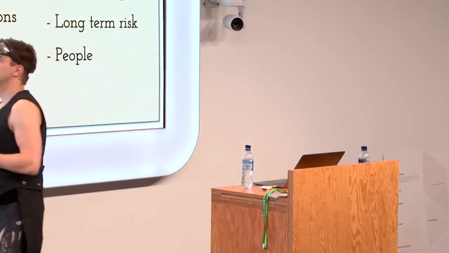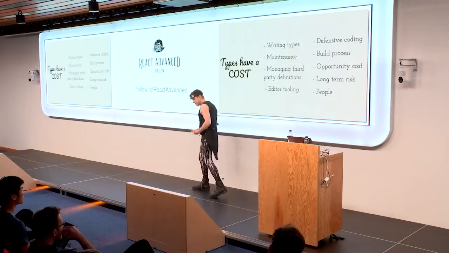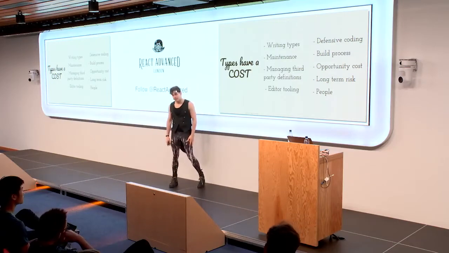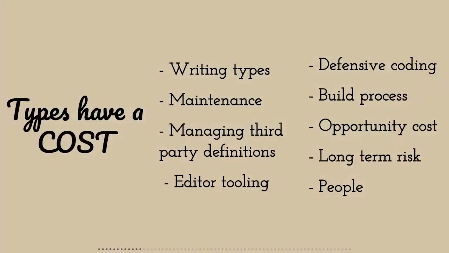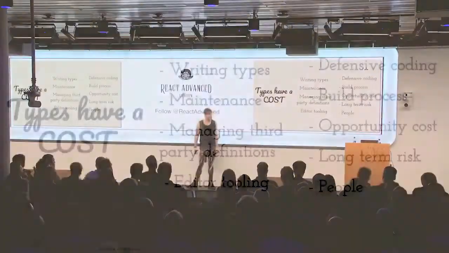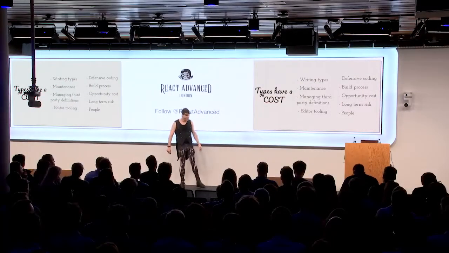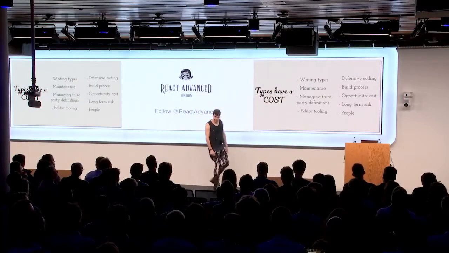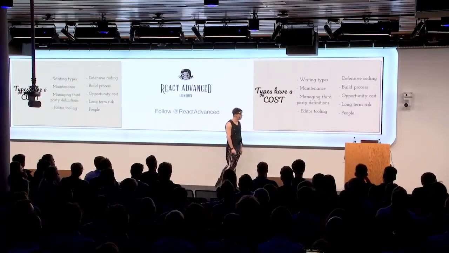But types have a cost. It's very, very easy to be bullish on types, but we need to be realistic about static types in JavaScript. It costs time to write types, and to write them well. It costs time to maintain those types as things change. And we don't even have to maintain only our own types. We have to maintain the types of third parties too. And what happens when the library updates? Then you've got to make sure the types update.